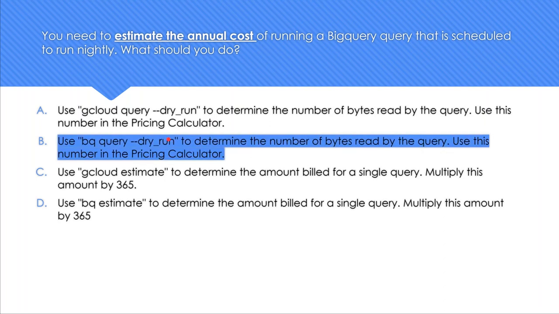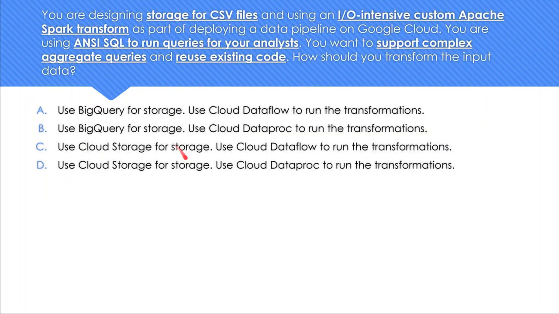Moving on to the next question. You are designing a storage for CSV files and using an IO intensive custom Apache Spark transform, as part of deploying a data pipeline to Google Cloud. You are using ANSI SQL to run queries for your analyst. You want to support complex aggregate queries and reuse existing code. What existing code? I don't know. You need to figure it out. What is that existing code which is there currently? How should you transform the input data?